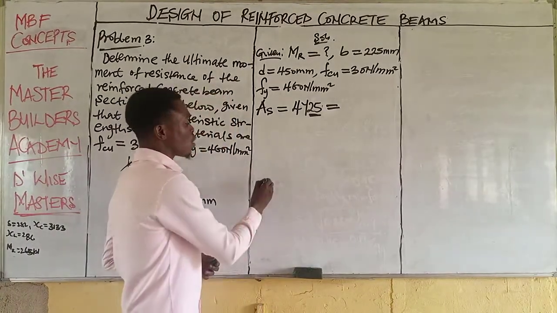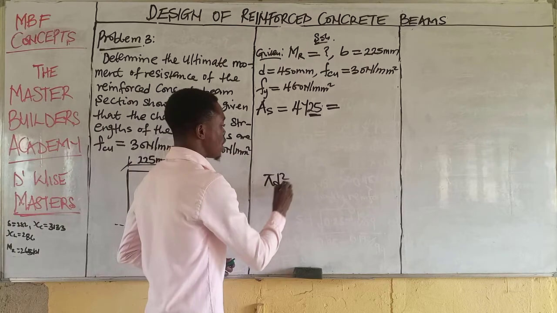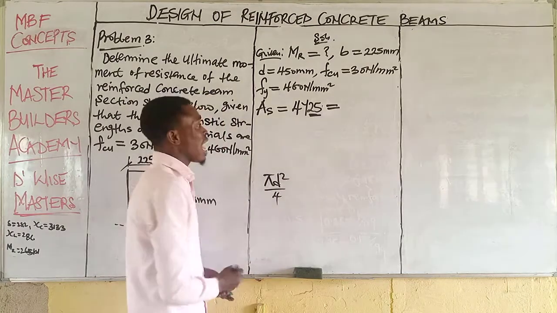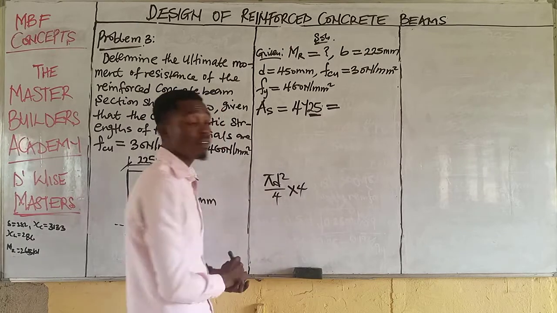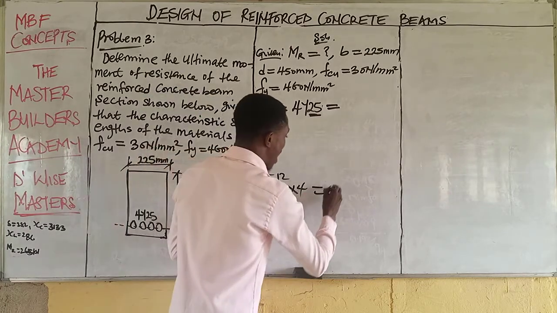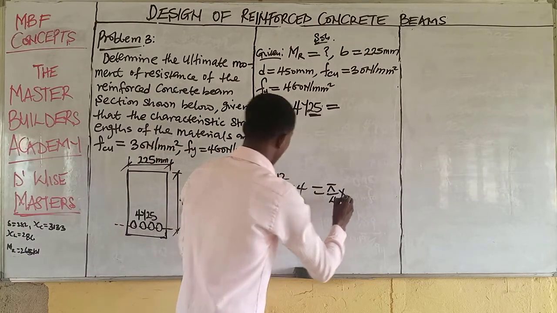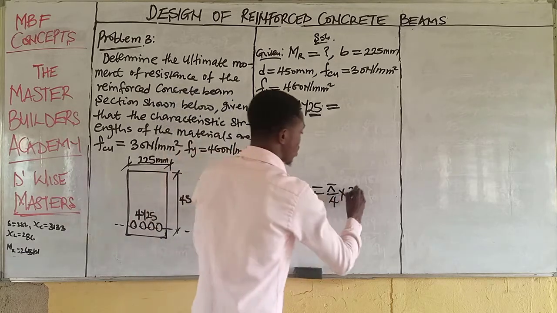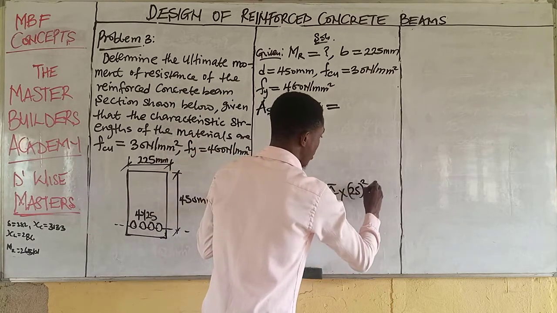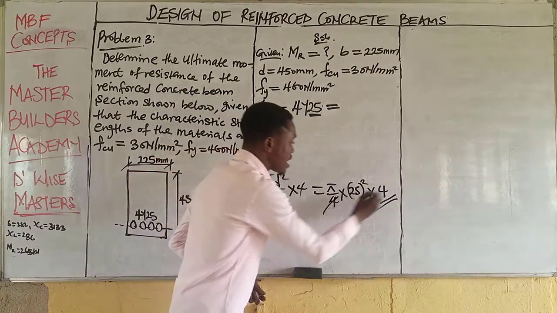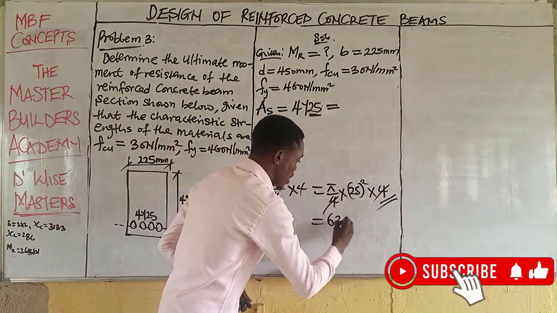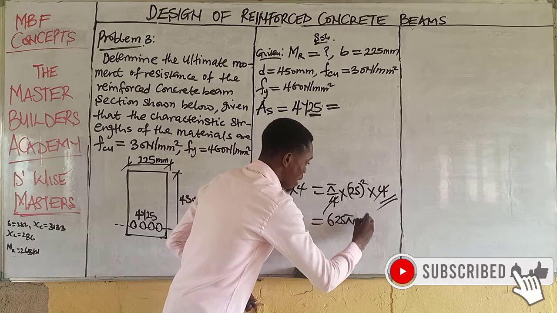And the area of a circle is pi d squared over 4. And now here, the number of bars is 4, so I multiply by 4. Then this would have given us pi over 4 multiplied by the diameter, which is 25, all squared, then multiplied by the number of bars. When I solve this out, this would have given us 625 per millimeter squared.